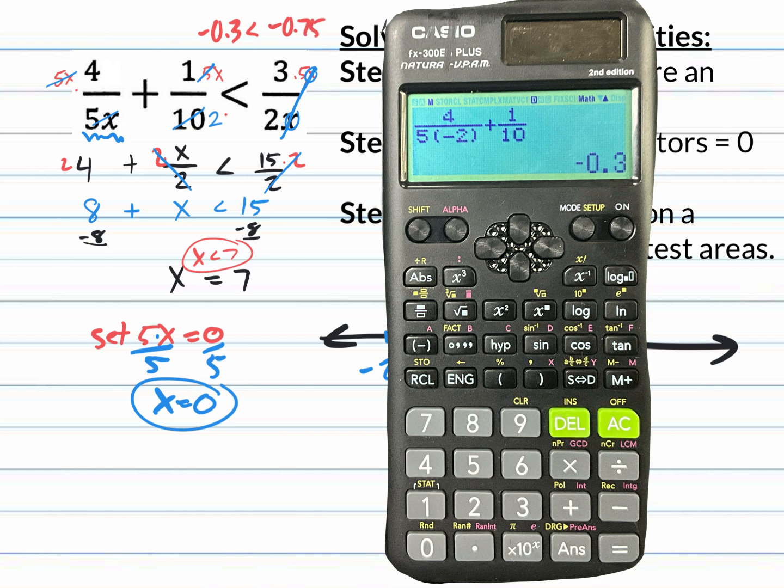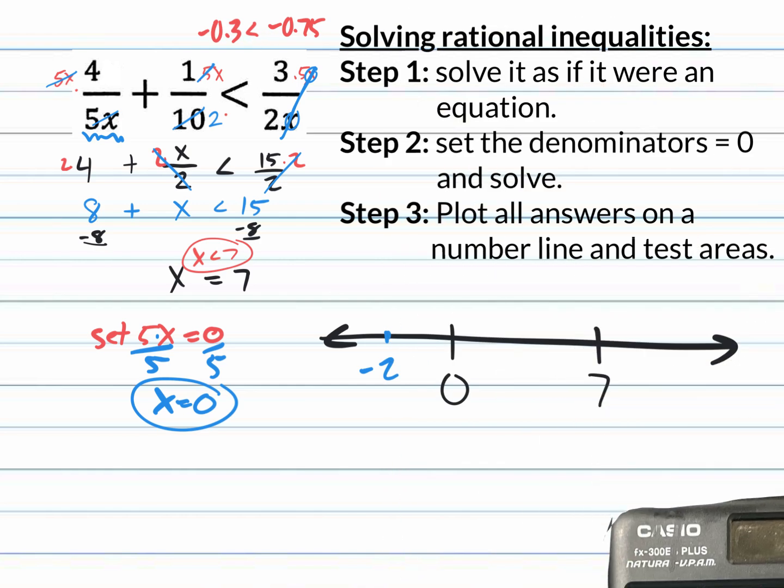So the question is negative 0.3 less than negative 0.75? No, it's not, right? Owing 75 cents is a lot worse than owing 30 cents, right? It's more negative, it's further on the left side, it's not greater, okay? So this is false. So what does that tell you about this answer right here? That it doesn't work. So now we're going to test another number, like maybe the number 1, which is clearly between 0 and 7.